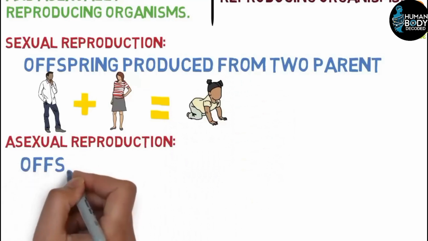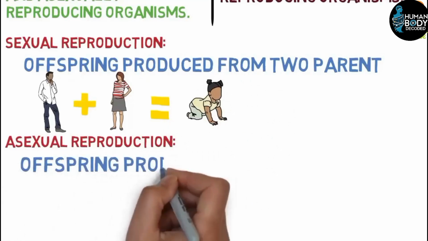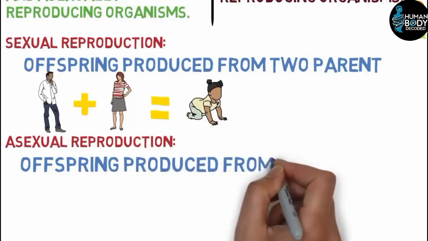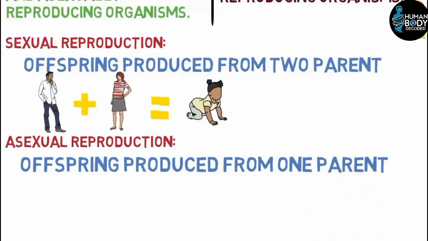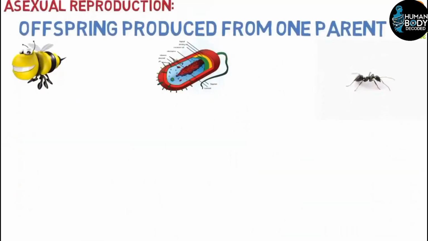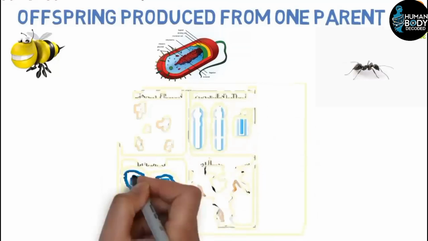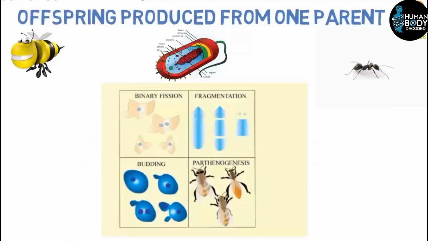But asexual reproduction, A means without. In this type of reproduction, only one parent is needed to produce offspring. This is called asexual reproduction. Bees, ants, and bacteria reproduce asexually. The types of asexual reproduction are binary fission, parthenogenesis, budding, and fragmentation. These are different types of asexual reproduction, where organisms produce offspring similar to themselves.